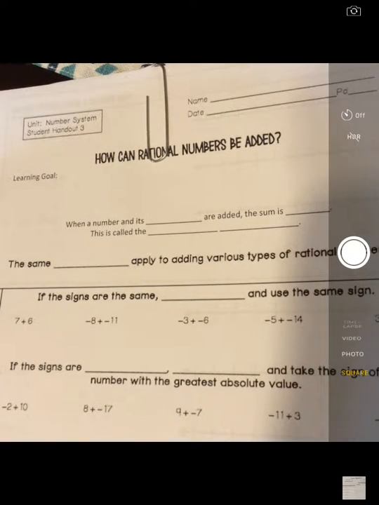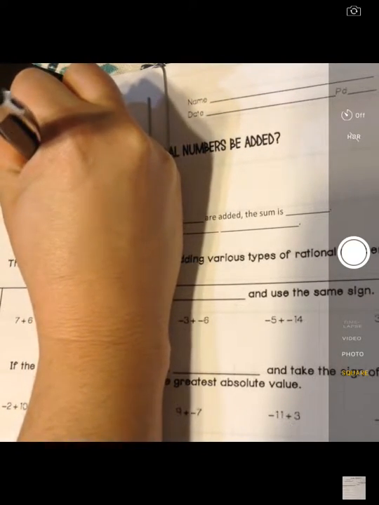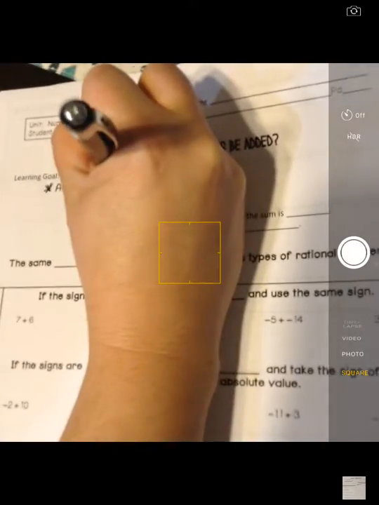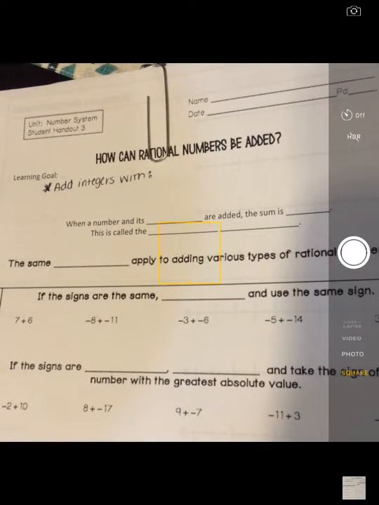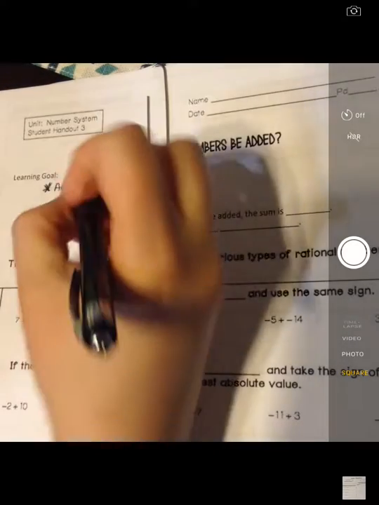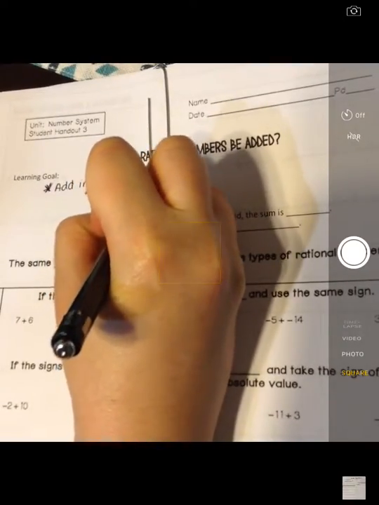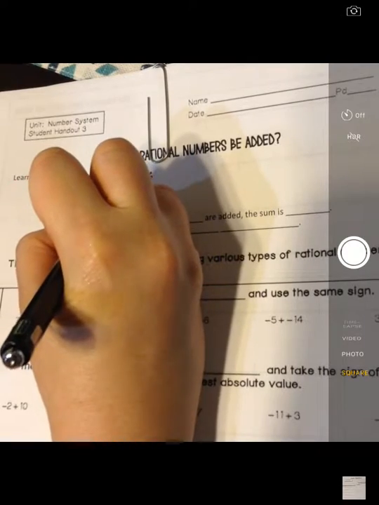All right, we're going to get started on the next set of notes. How can rational numbers be added? Our learning goal for today is to add integers with same signs and different signs.